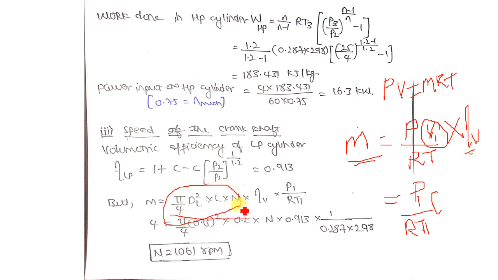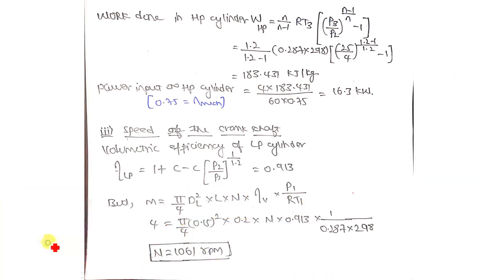So substitute all the things. The only unknown is the value of N, since the mass flow rate is given in the problem. So N can be calculated as 1061 RPM.